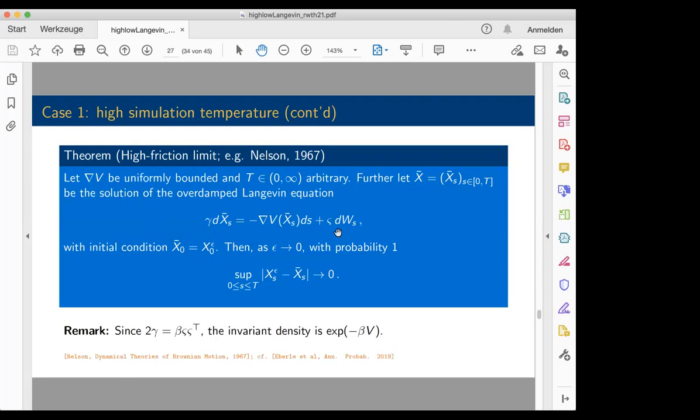What does this mean? It means that if we make the temperature ratio higher and higher, we don't get an infinite speed up of the convergence to the equilibrium measure, but we just recover the overdamped Langevin equation. Okay, so that's a bit disappointing, but on the other hand, it's also good to know that there's no free lunch. And in fact, for the overdamped Langevin equation that we get in the limit, the invariant measure still has the correct density e to the minus beta V at the correct target temperature. That's good to know.